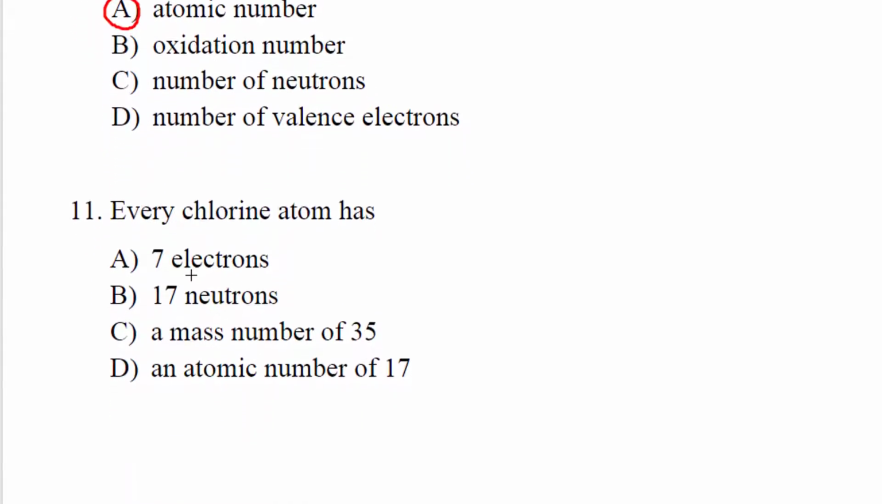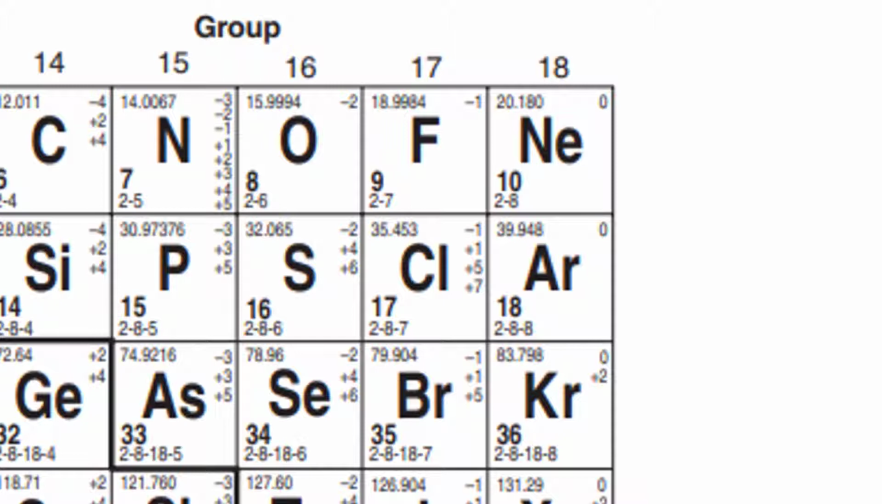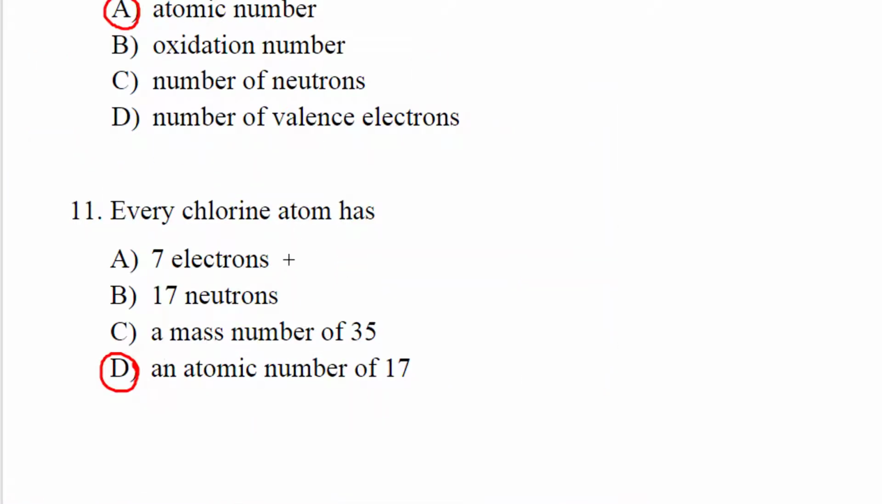Number 11. Every chlorine atom has A, 7 electrons, B, 17 neutrons, C, a mass number of 35, or D, an atomic number of 17. Well, this is one that you definitely need the periodic table for. When you look up chlorine on the periodic table, you would see that it has an atomic number of 17, and that would be true for every single atom of chlorine, no matter what. Chlorine atoms do not have 7 electrons. They generally have 17 electrons. They do not have 17 neutrons. In fact, they have 18, but some have 17, and those would be your isotopes.